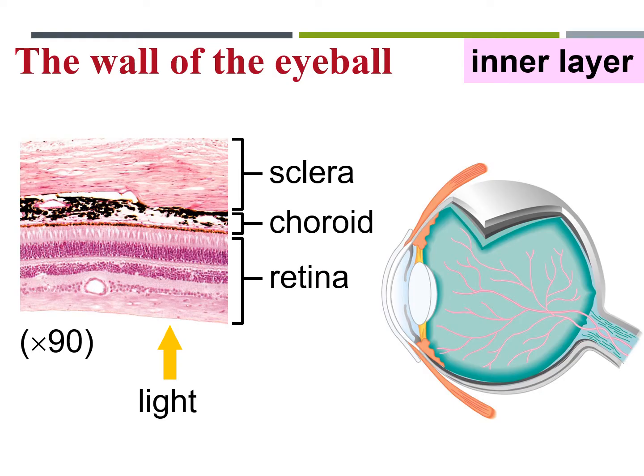The microscopic picture on the left shows you the different layers in the eyeball, from the outermost layer, sclera, to the middle layer, choroid, to the final innermost layer, retina.